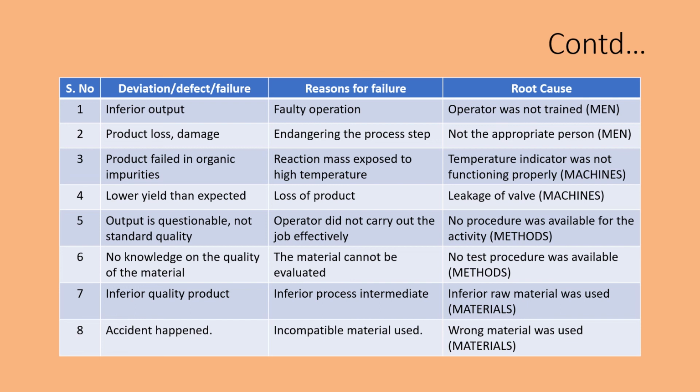Similarly, inferior quality of the product because of usage of an inferior process intermediate, because inferior raw materials were used, that was the root cause. So the accident happened because you have used an incompatible material. Root cause is the wrong material was used. So I hope you understand well these basic concepts of FMEA and FTA.